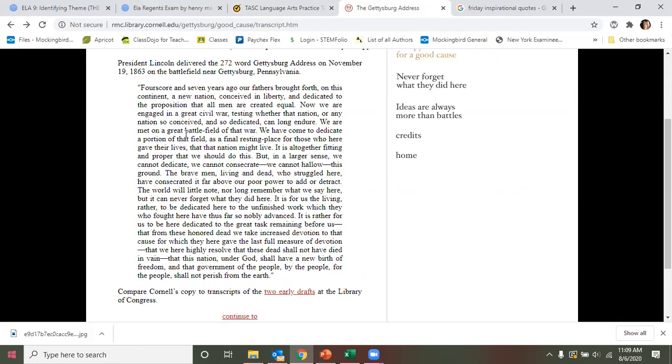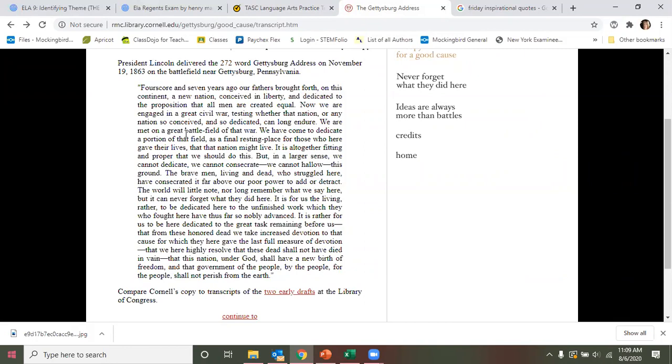But I want to come here and I want to read the Gettysburg Address. So the president during the Civil War was President Lincoln. President Lincoln delivered the 272-word Gettysburg Address on November 19th, 1863, on the battlefield near Gettysburg, Pennsylvania.